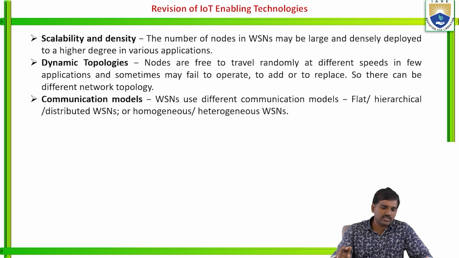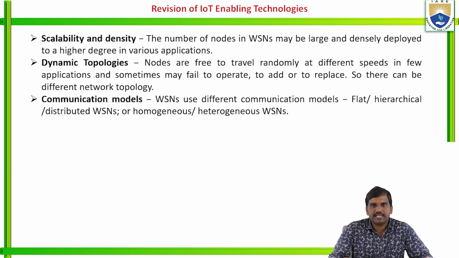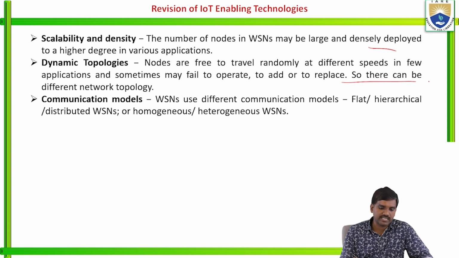Next, scalability, density, dynamic topologies, and communication models. The number of nodes in the wireless sensor network may be large and densely deployed to a higher degree in various applications. Nodes are free to travel randomly at different speeds, and sometimes may fail to operate. To add or replace nodes, there can be different network topologies. Then the communication models.